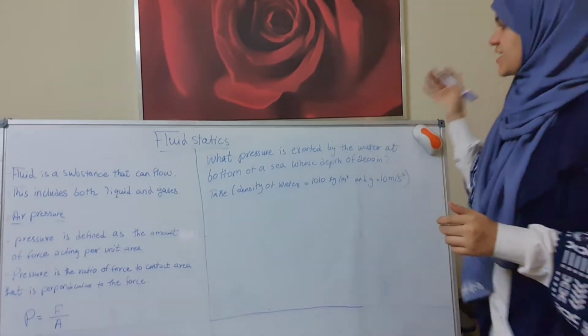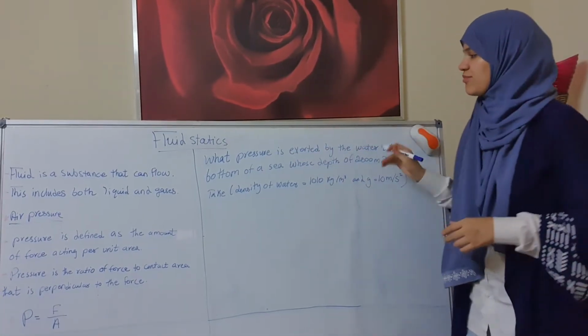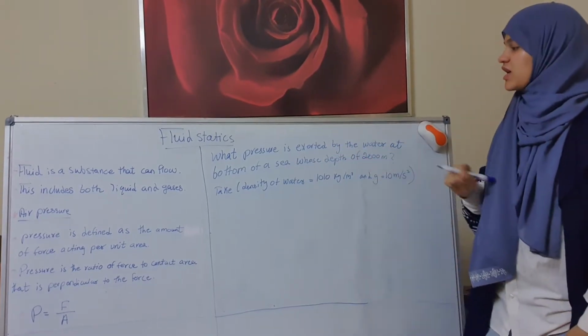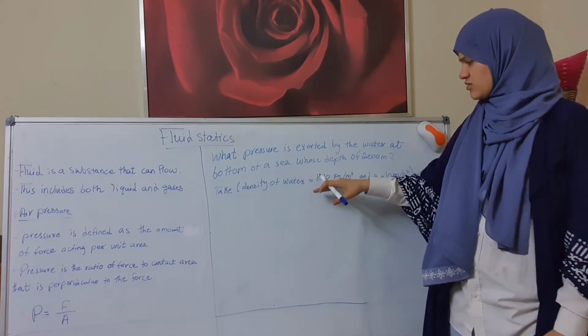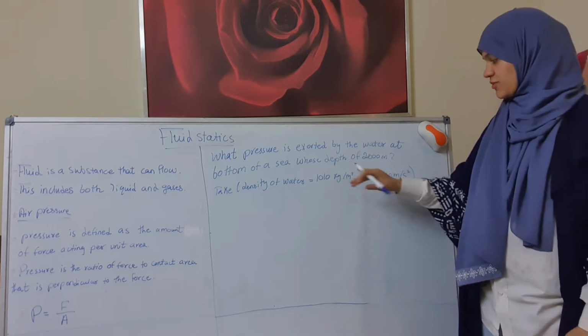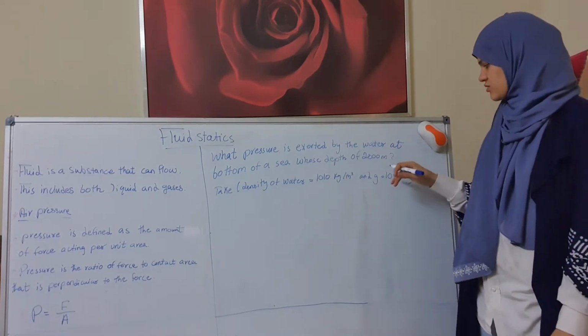Now let's continue with the example of fluid pressure. What pressure is exerted by the water at the bottom of a sea whose depth is 2000 meters? Take the density of water as 1010 kilogram per meter cube, and gravity is equal to 10 meter per second square.